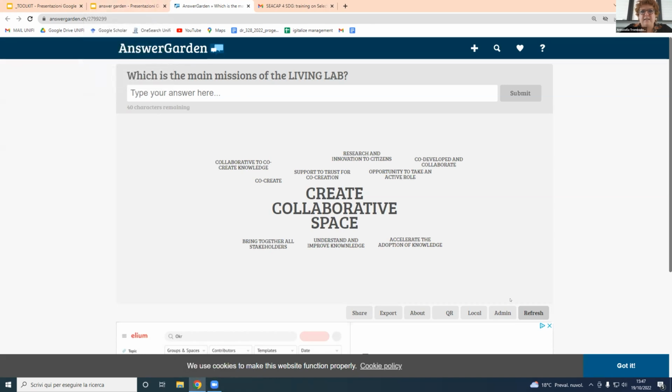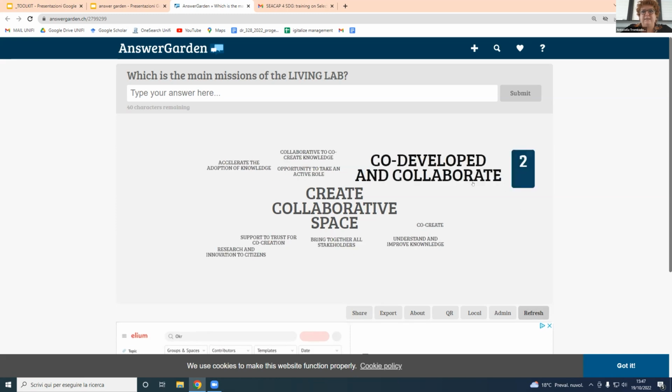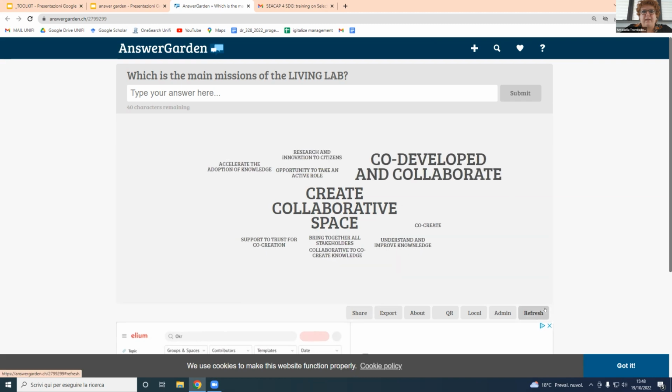Okay, it's a very interesting answer, to have the opportunity to take an active role. Because sometimes the stakeholders are involved, but without any role. So only like an audience, a passive audience. So I think for the students as well as for the technicians or for the public administration or the company, it's very important to have a space where it's possible to give some contribution in an active way. So thank you for this aspect because it is very important to underline as a mission of the Living Lab.